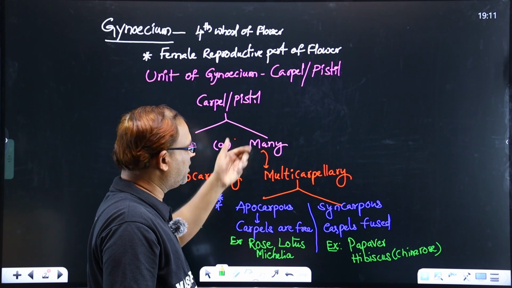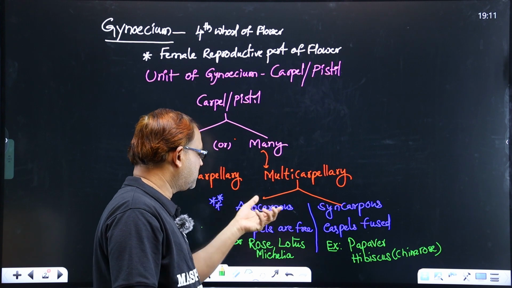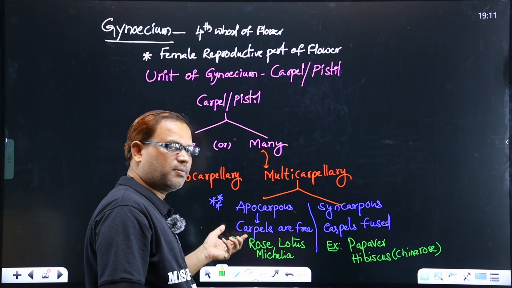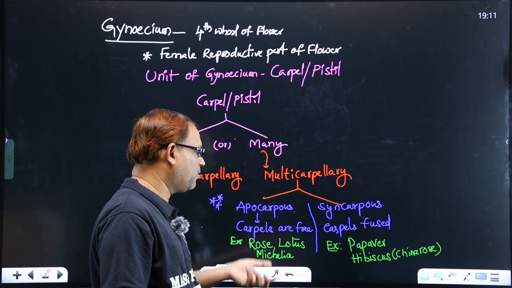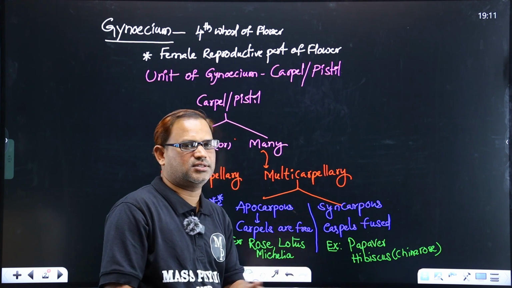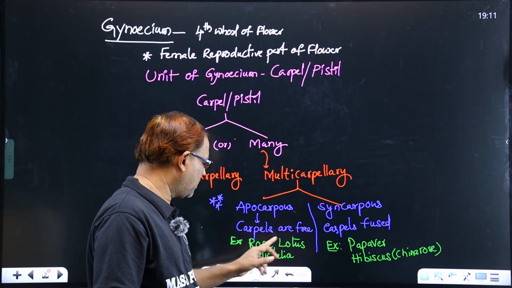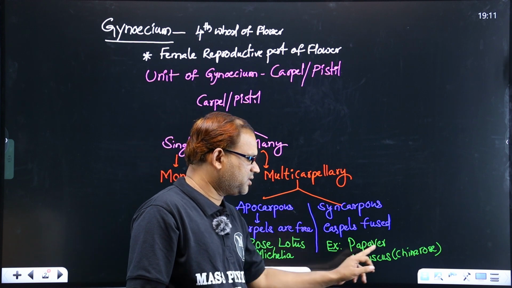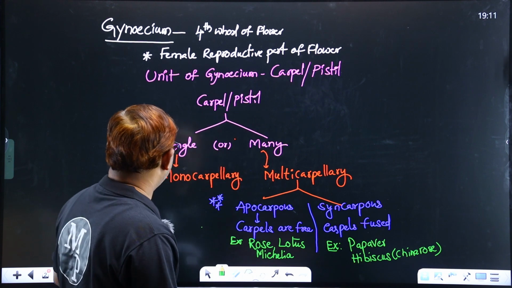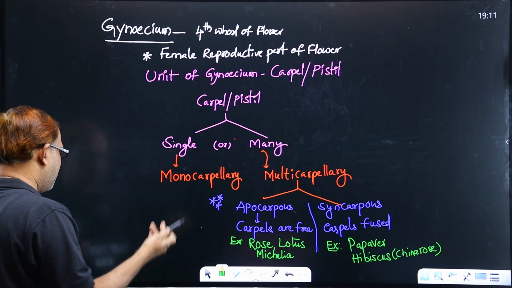These are the carpel arrangements. When the carpels are many, the arrangement is of two types: apocarpous and syncarpous. Apocarpous means carpels are free. When carpels are fused or united together, it is known as syncarpous. Apocarpous examples are rose, lotus, Michelia. Syncarpous examples are Papaver and Hibiscus, that is China rose. This is about carpel information, right?